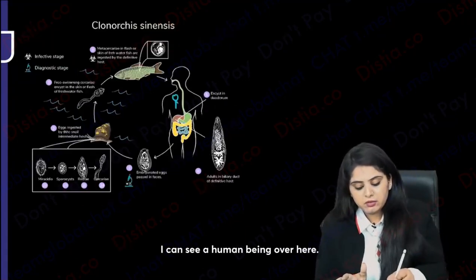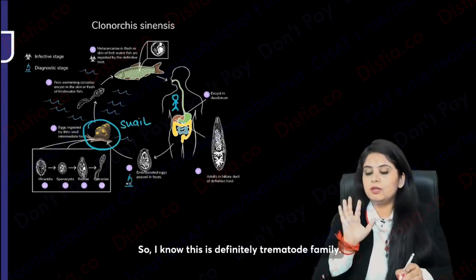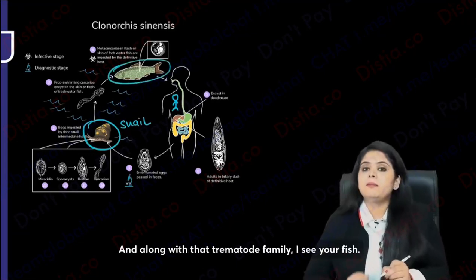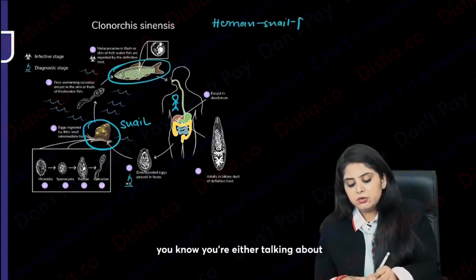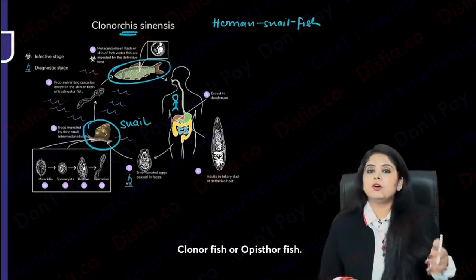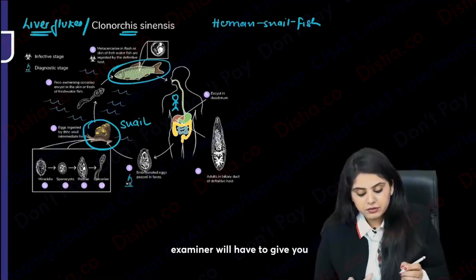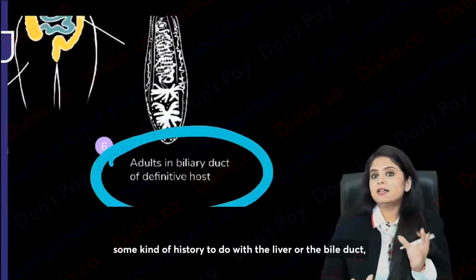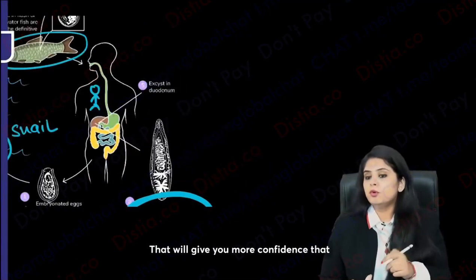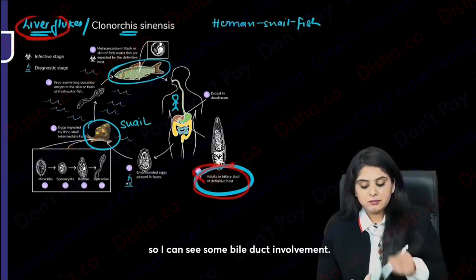I can see a human being over here. Apart from the human being, I can see a snail over here. So I know this is definitely the trematode family. And along with that trematode family, I see a fish. So when you see a life cycle which is going to be human, snail and fish, you know you're either talking about Clonorchis or Opisthorchis. To confirm that, because they are liver flukes, the examiner will have to give you some kind of history to do with the liver or the bile duct. That will be your extra hint. That will give you more confidence that not only are my hosts fitting in very well, but because it was liver, I can see some bile duct involvement.